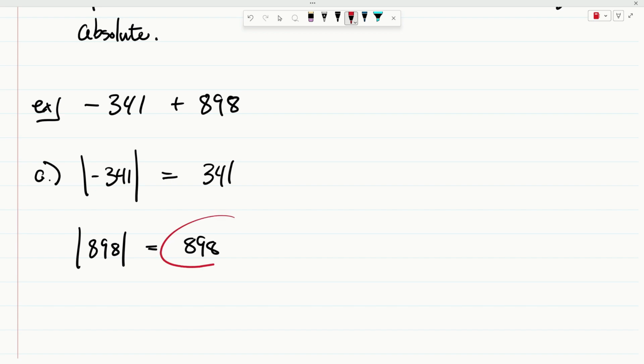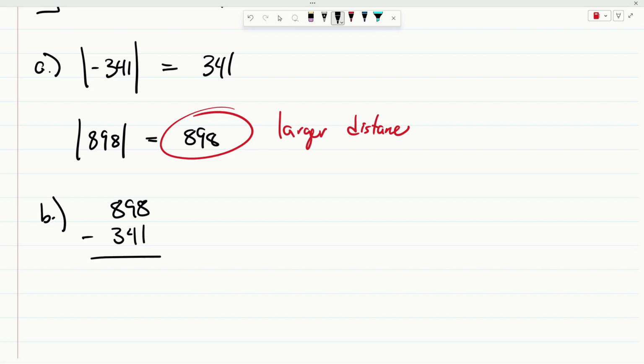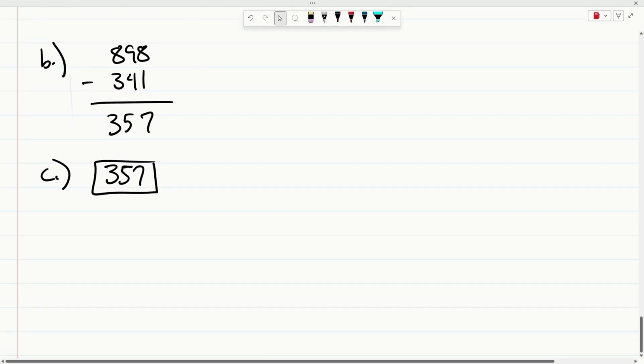In red, the 898 is going to be the larger distance. Okay. Part B, since you know the 898 is the larger distance and you know your answer is going to be positive because of that, we're going to subtract these two numbers, 753. So our answer is 357. Okay?